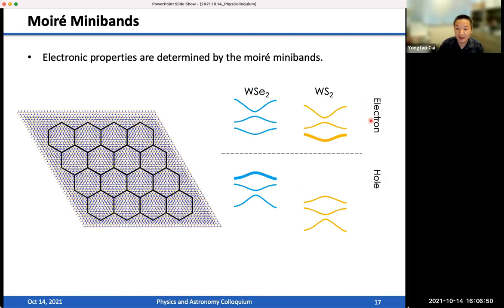And if you dope it to the electron side, you're going to populate the electrons in the first mini band in the tungsten disulfide, which is a different layer. For our case, we're going to study the electronic properties when we fill this first band, which we know is flat. So potentially they can have enhanced correlations or electron interactions.